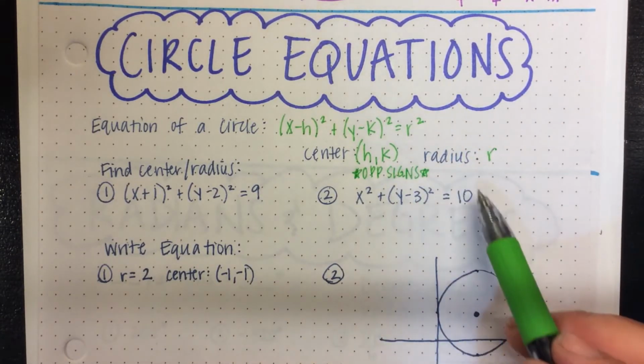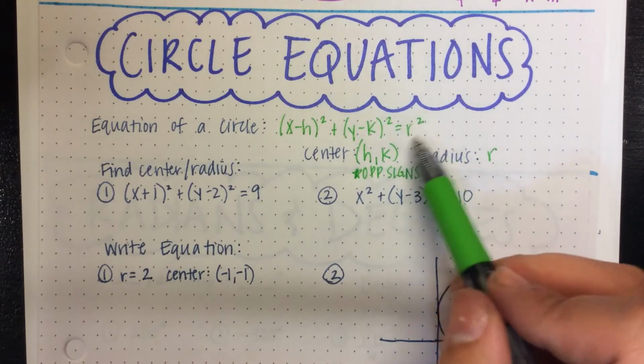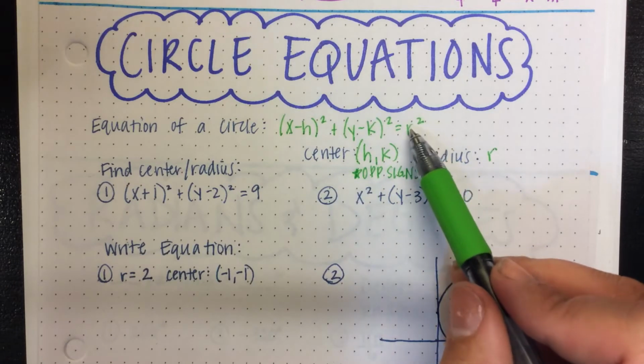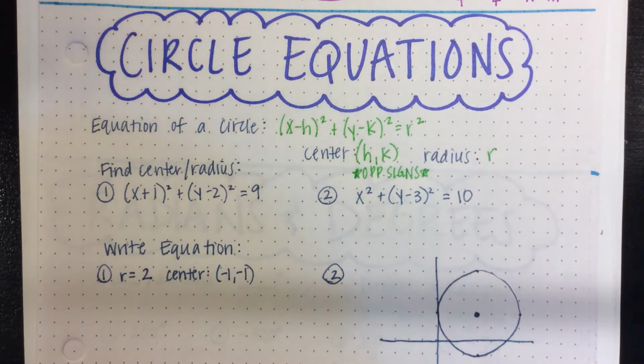And then your radius, common mistake, is you get used to it equaling the radius, so then you put that number here, but it's not. You're going to be equal to a number. Your radius is the square root of that number. So don't make that common mistake.